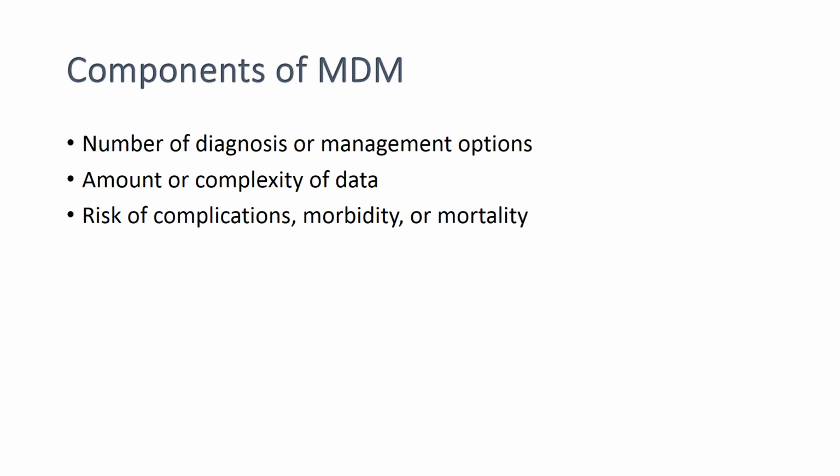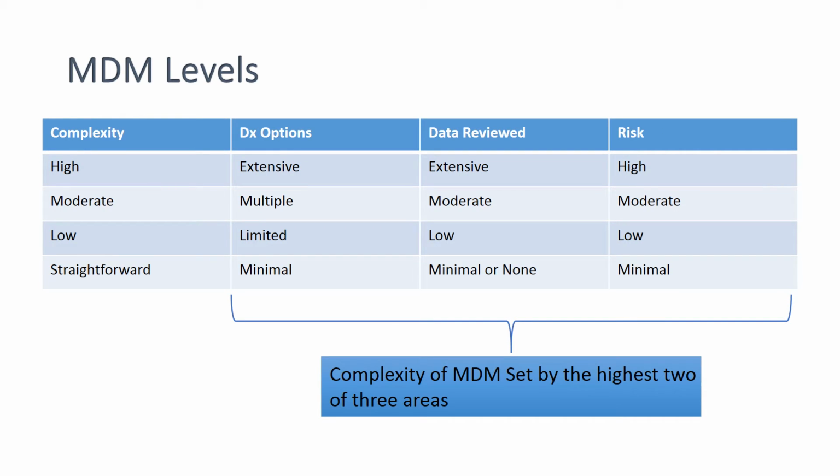The medical decision-making component of an E&M encounter is also known as the assessment and plan. This has 3 components: the number of diagnosis or management options, the amount or complexity of data, and the risk of complications, morbidity, or mortality. There are 4 medical decision-making levels, which are high, moderate, low, and straightforward.